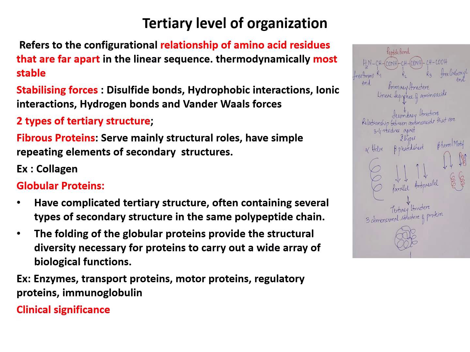The clinical significance associated with tertiary structure of proteins is prion disease, which occurs because of abnormal protein folding. Examples of prion disease include Creutzfeldt-Jakob disease in humans and mad cow disease in animals.